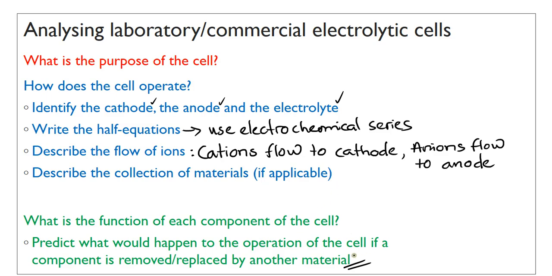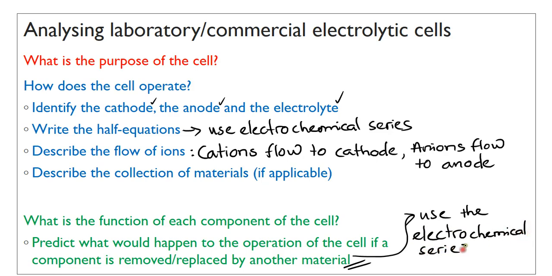So there are two things that I would recommend doing when you see a question like this. You want to, again, use the electrochemical series. You want to think about the strength, the oxidizing or reducing agent strength of the new material. Is it going to compete with anything that's already in the cell? So use the electrochemical series again. Always use the electrochemical series. That's just a no-brainer. And you want to link your answer back to the operation of the cell.